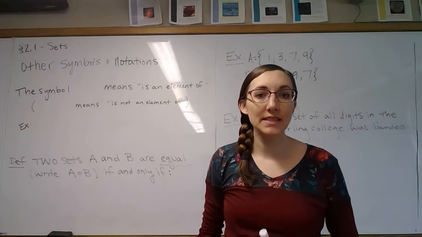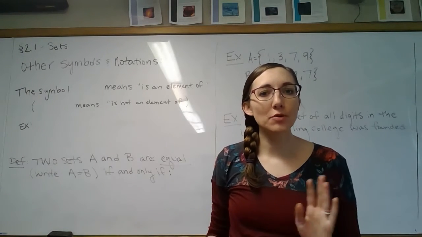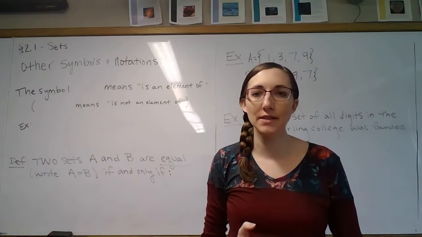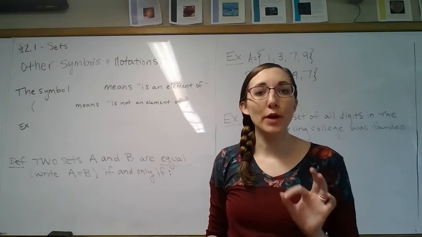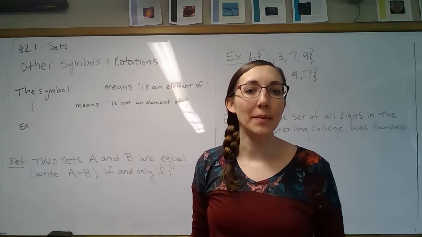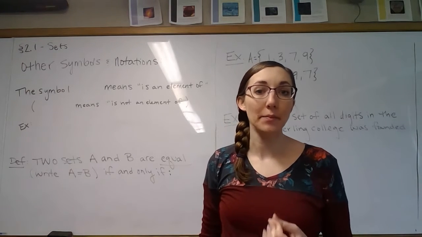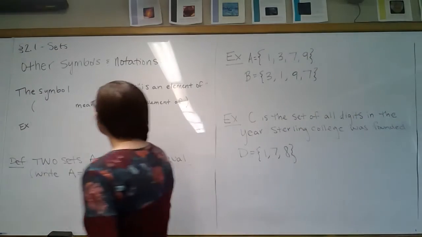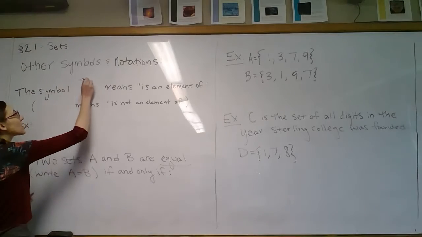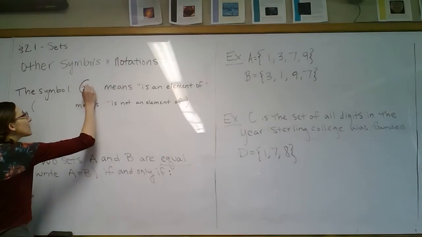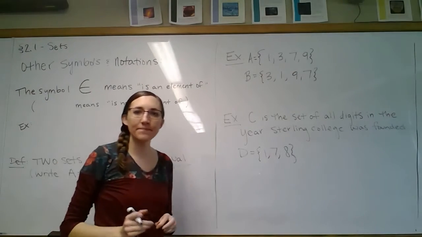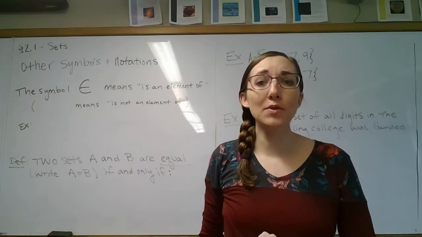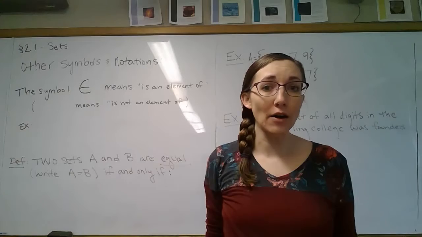Okay, what we've got next is a few symbol notations that we're going to use along with a couple new definitions in these next couple videos. The first one: we already defined what an element is, right? It's something that's in the set, but we have a symbol to denote it. The symbol looks sort of like an E, or a capital C with a line through it.